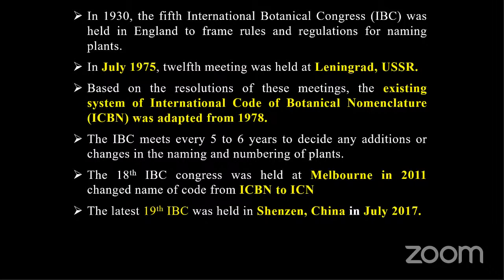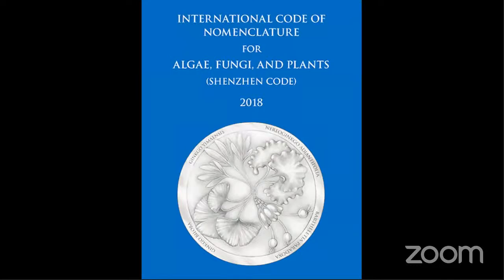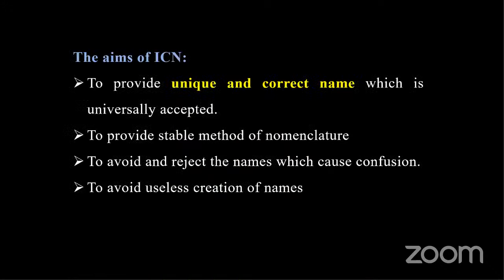So let's start with today's topic and the important aspects regarding the International Code of Nomenclature for algae, fungi, and plants. To formulate such a code, there are basic aims. The first important aim of ICN is to provide a unique and correct name which is universally accepted. Again, to provide a stable method of nomenclature, to avoid and reject names which cause confusion, and to avoid useless creation of names. These are certain aims of ICN, but the basic aim is to provide a unique and correct name.